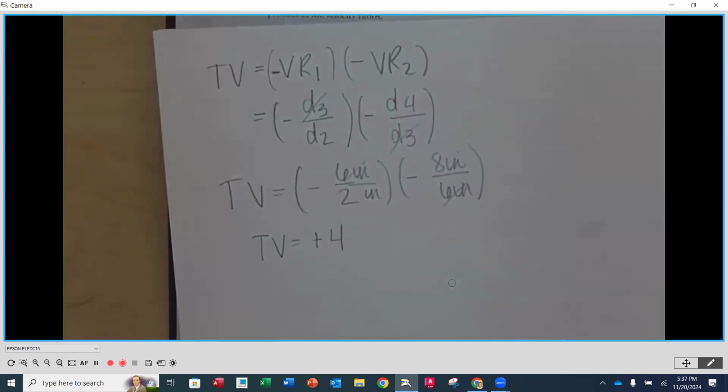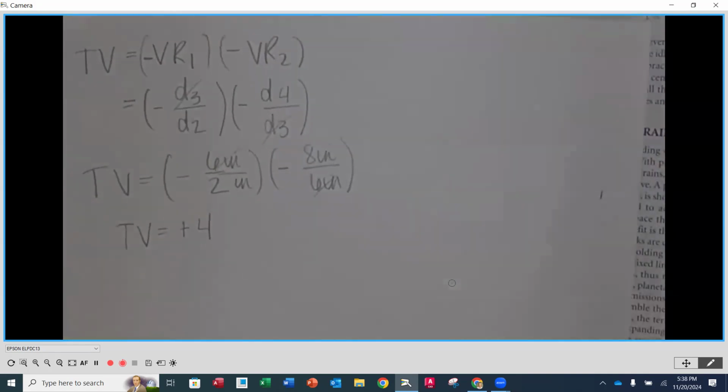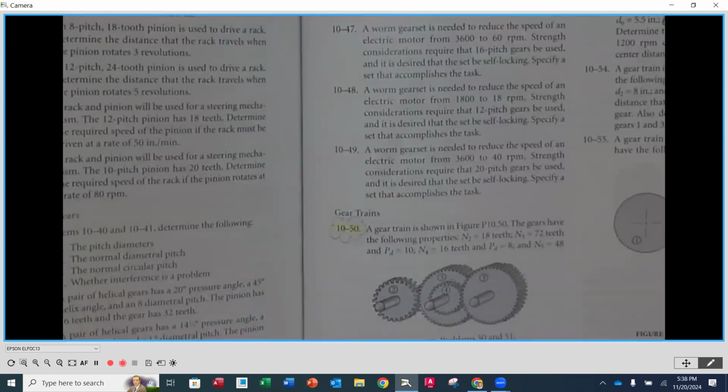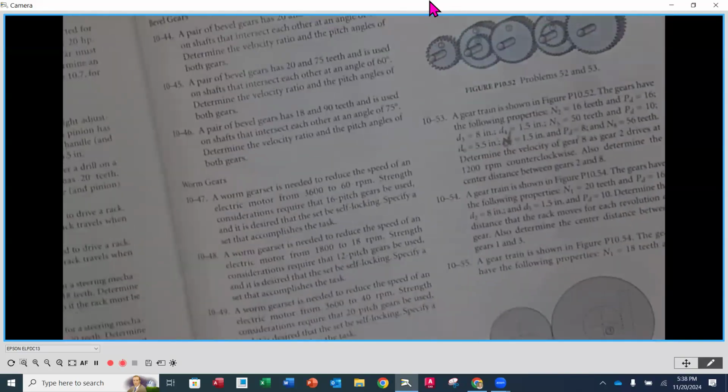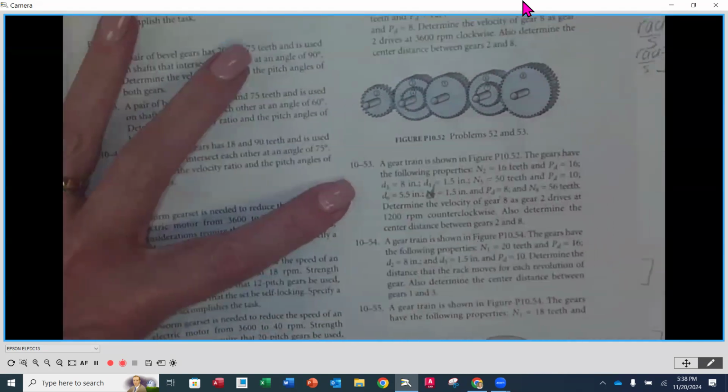So train value wise, the idler does nothing, absolutely nothing. Center distance wise, yes, and direction wise, yes. Okay. So let's look at an example with an idler gear in it to see how we handle it. We'll do a similar example to the last one that we did, but it'll have an idler. They don't have an example in the book, so I picked one for us to do as part of our practice problems. Our last practice problem is going to be 1053.